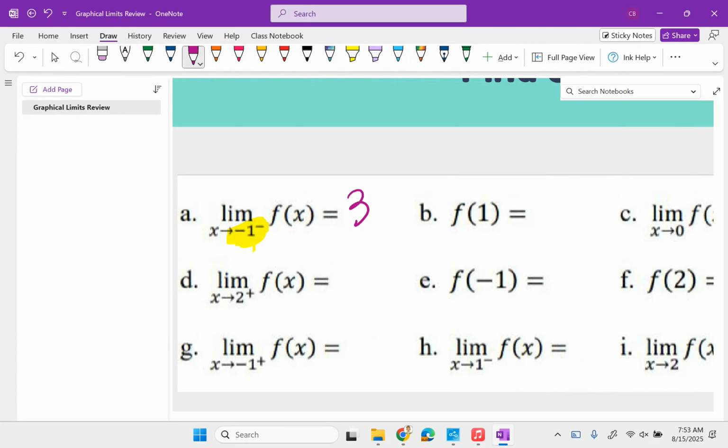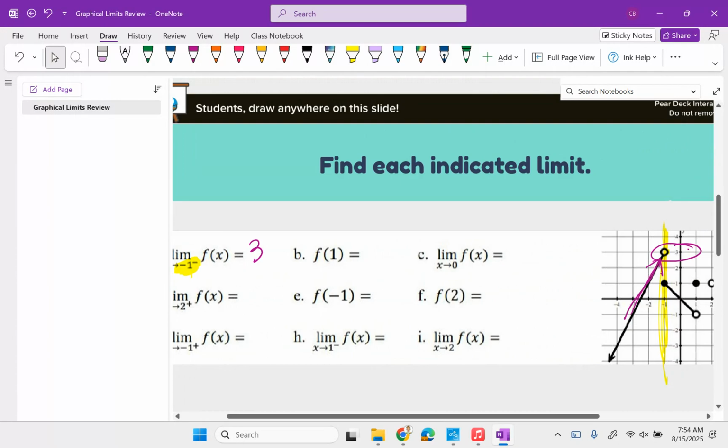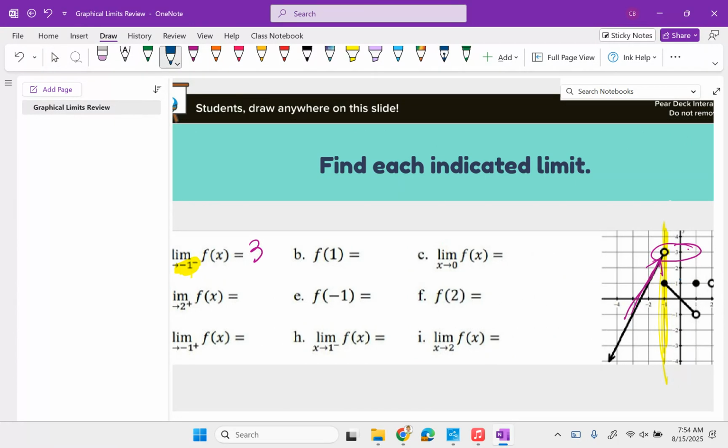All right, let's see. Jasmine, what do we have to do for B there? Find the y value of 1. Good, find the y value of 1, perfect. All right, so the y value of 1, what are you looking for on the graph when you're looking for that? A closed dot. Okay, and where did you find that at? At 1. At 1, perfect, good.